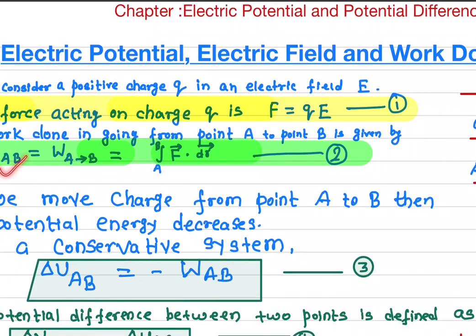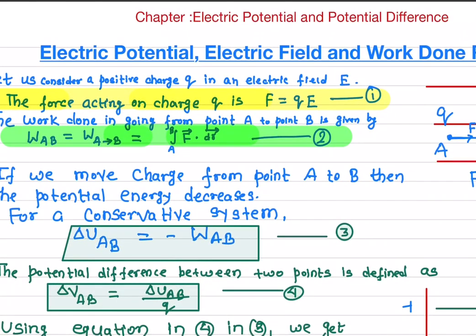So by that definition, that's the work done. And AB means the work done in moving a charge from point A to point B. And this force, the force acting on a charge, is defined as Q times E, where Q is the charge and E is the electric field. That's how you define the work done. So if you know the electric field, then we can calculate the amount of work done.